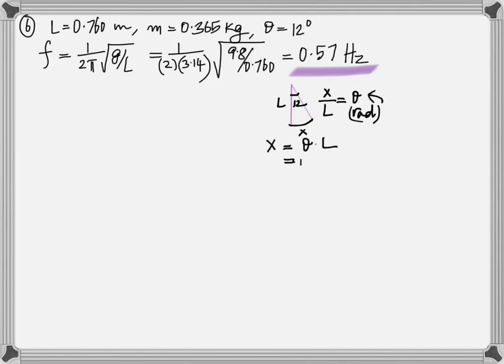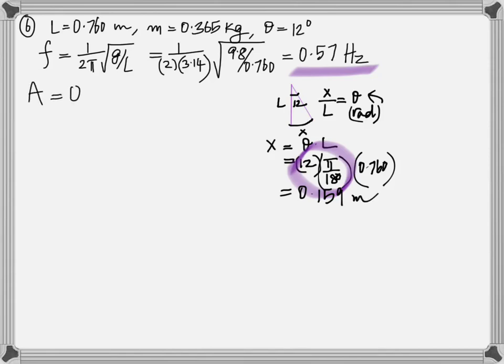And then use the formula x is theta times the length, because the length of the arc, x, is the angle in radians multiplied by the length. Now 12 times pi by 180 changes degrees into radians. That's why you see that there. This is in radians now. And then multiply with the length and you get the length of the arc as 0.159 meter.